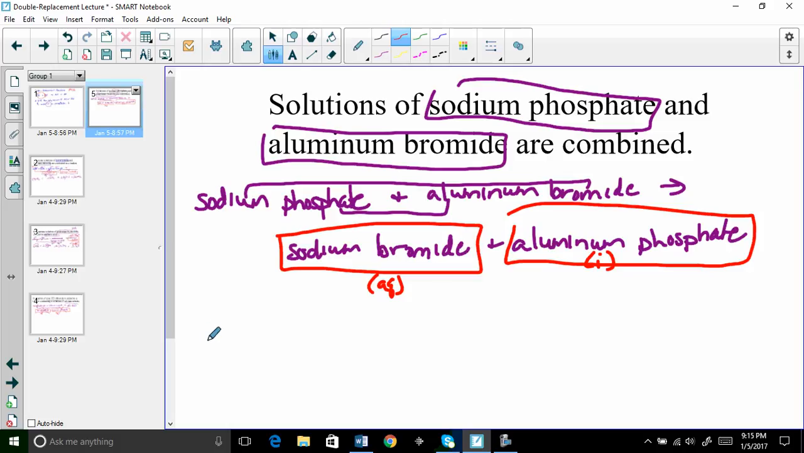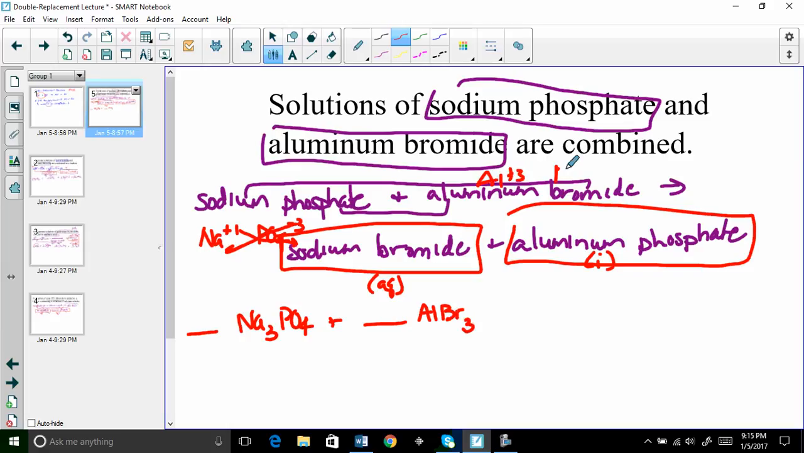So this reaction goes. Now, sodium phosphate is Na3PO4. Why? Because sodium is +1, but phosphate is PO4 -3. +1 and -3 don't add to 0, so I have to do the crisscross rule. Aluminum bromide is AlBr3 because aluminum is +3, but bromide is -1. And then sodium bromide is just plain old NaBr because sodium is +1 and bromide is -1, so we just slam those together.